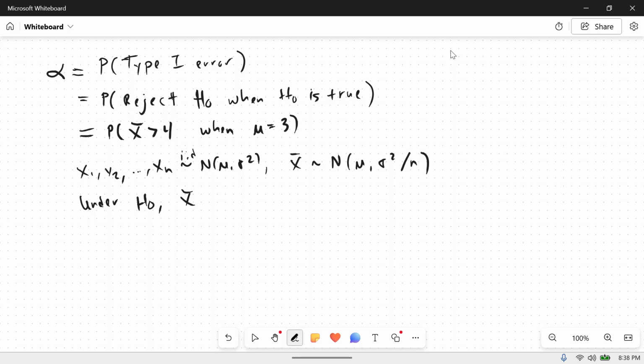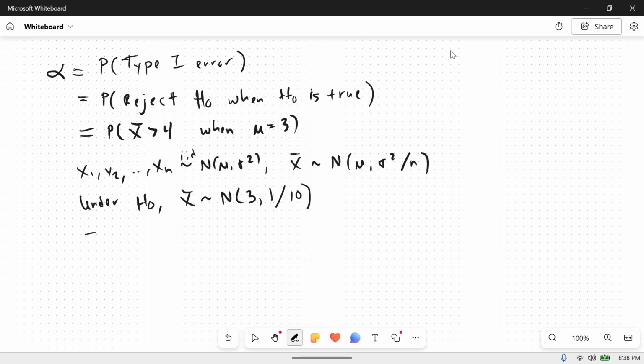Okay, so in our case, under the null hypothesis, so assuming the null hypothesis is true, then x bar is going to be distributed normal with a mean of 3, because the mean is 3 if the null hypothesis is true. And then the variance was 1, and the sample size is 10. So x bar is distributed normal, 3 and 1/10 under the null hypothesis. So now we can continue our calculation.